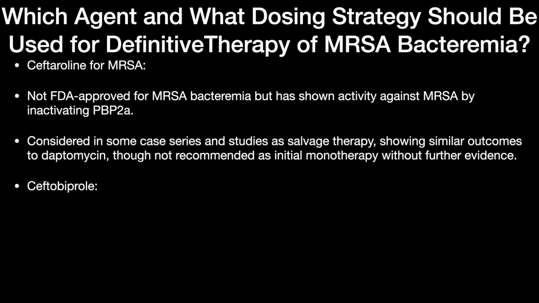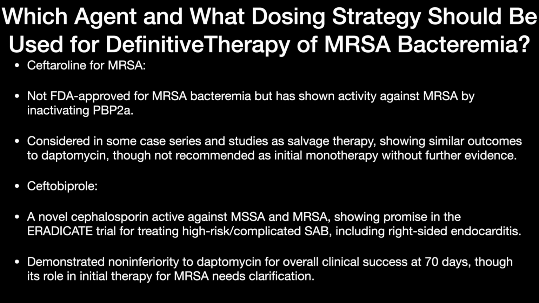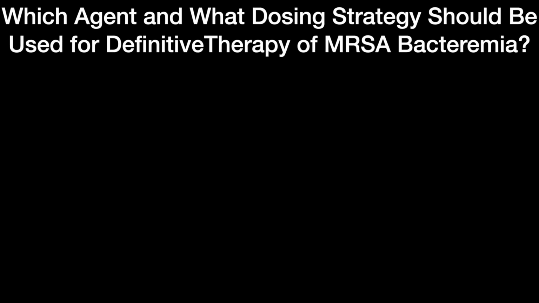The next is ceftobiprole. This is a novel cephalosporin active against MSSA and MRSA, showing promise in the ERADICATE trial for treating high-risk complicated SAB, including right-sided endocarditis, demonstrating non-inferiority to daptomycin for overall clinical success at 70 days, though its role in initial therapy for MRSA needs further clarification.